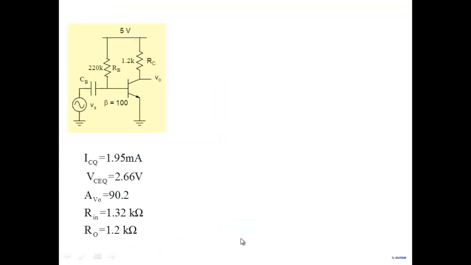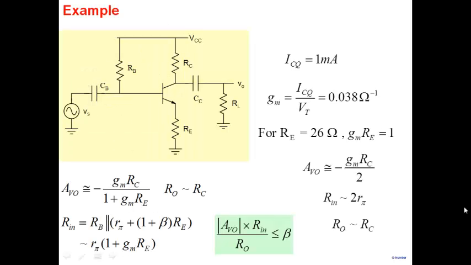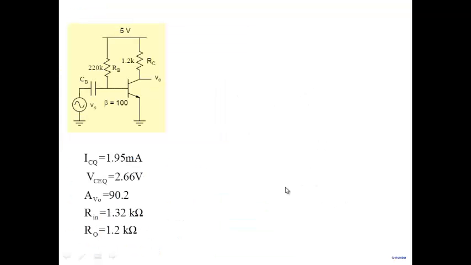Alright. So if you're wondering, let's take an amplifier like this. It gives us a gain of 90, input resistance of 1.32K, output resistance of 1.2K. I'm telling you that I can carry out a trade-off. I can reduce gain and increase input resistance here. Well, you may be wondering, I can do that here as well.